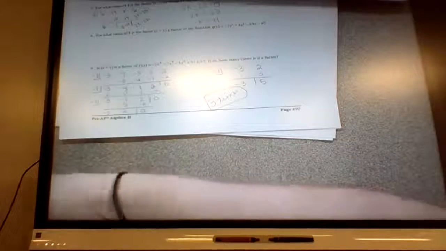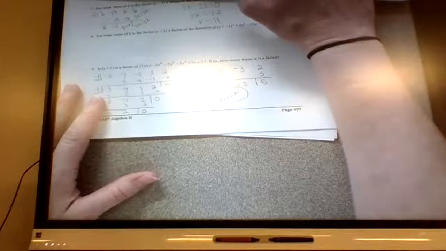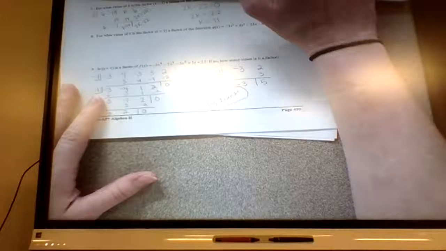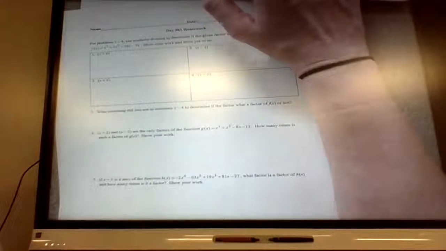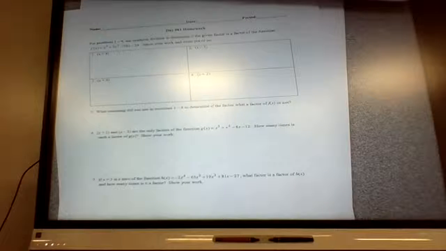Okay, so before I stop the recording, let me say what the homework for today is. The homework for today is day 61's homework, which is 11 problems. And again, it's a lot of zeros and remainders and synthetic division. For problems 1 through 4, use synthetic division to determine if it's a factor, and then write yes or no. If it's a factor, how will you know? The remainder is going to be 0. Exactly. And if the remainder is not 0, it's not a factor.